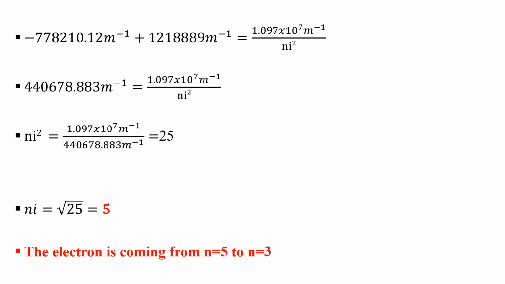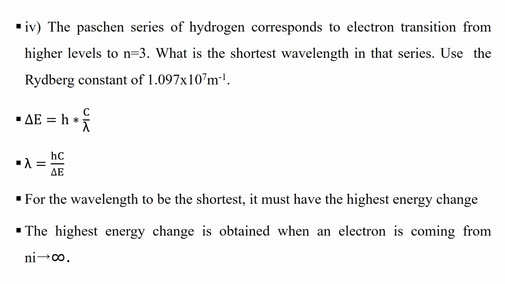Then another sub-question, which is the last sub-question, is asking: the partial series of hydrogen corresponds to transition from higher level to n is equal to 3. Then they're asking what is the shortest wavelength in that series. The shortest wavelength. Use the Rydberg constant that was given. So for us to calculate the shortest wavelength, we need to understand when we have the short wavelength. We know that the change in energy is equal to the Planck constant times the speed of light divided by the wavelength.